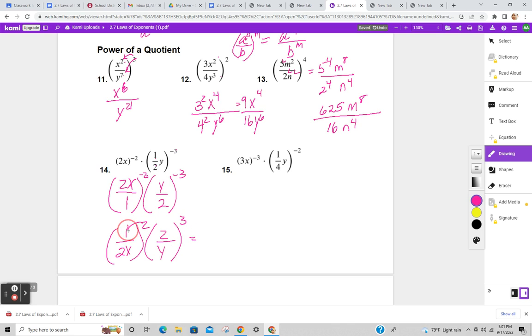Okay, so distribute, raise 1 to the 2nd power, you'll still have 1. Raise 2 to the 2nd power, you'll have 4. Raise x to the 2nd power, you'll have x squared. Times 2 to the 3rd power is 8. And y to the 3rd power is y cubed. And then we can simplify that. We'll get 8 over 4x squared y cubed.